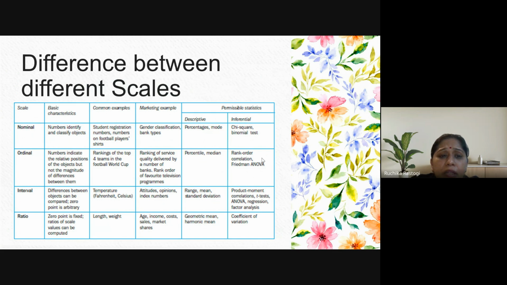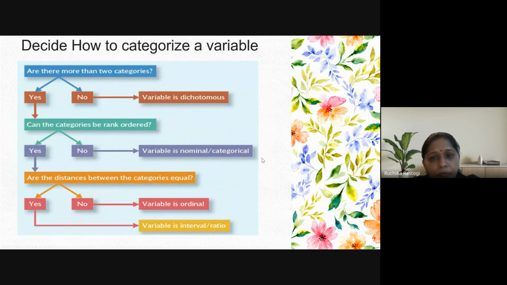This difference table is also being added just to make you understand, as I have already explained. I will be sharing the slides, and it will be very easy for you to understand and see the difference among these four. Now, how do we decide, and in what way do we decide, the categorization of a variable?